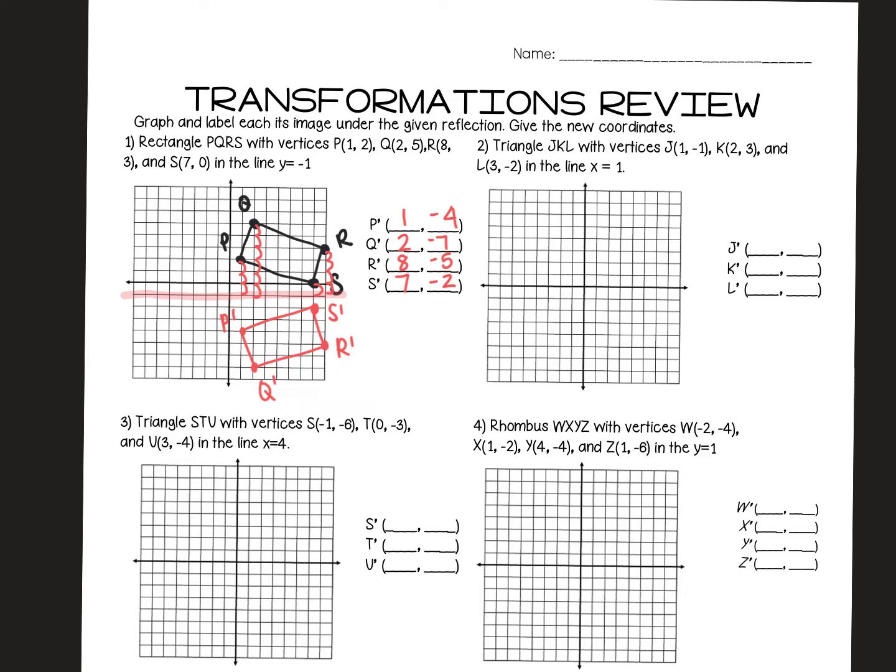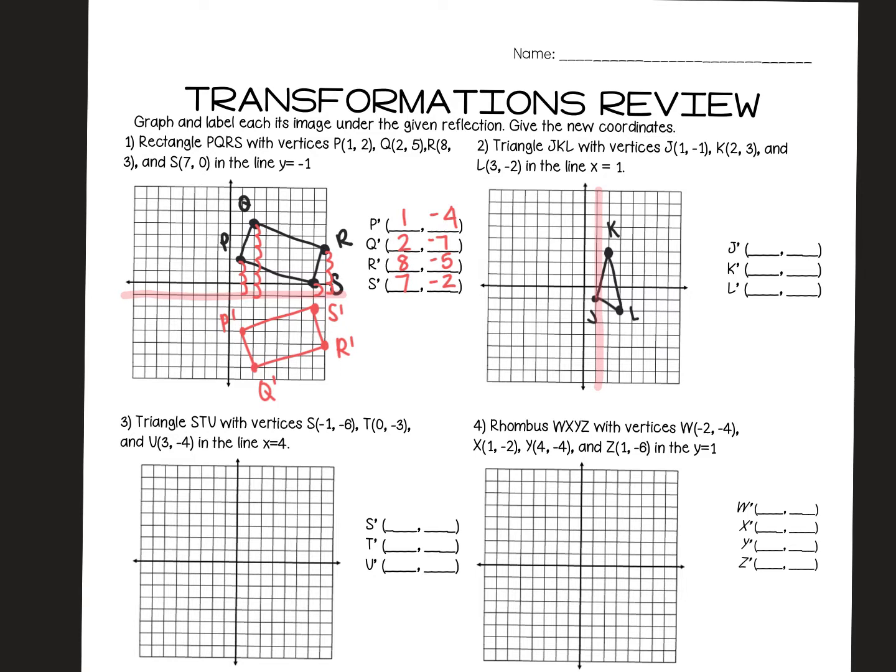Number 2 starts off the same way, so we're going to start by graphing our figure. After we graph it, we're going to draw in our line, which is x equals 1, which is a vertical line here. And then we're going to count to the line and over the line.